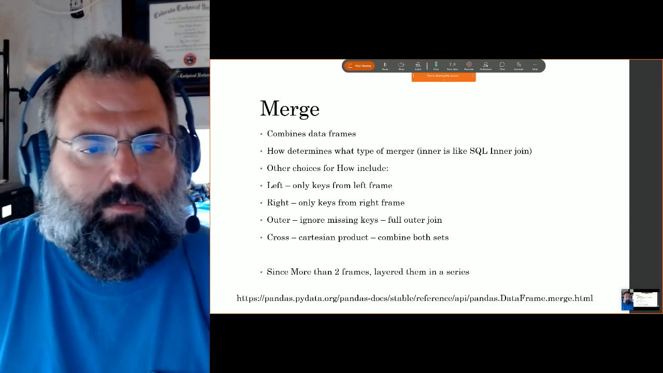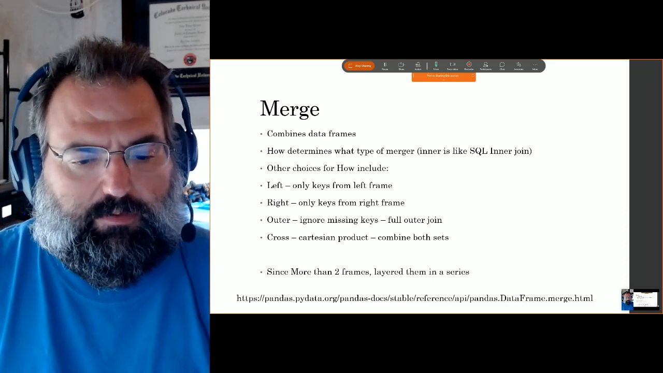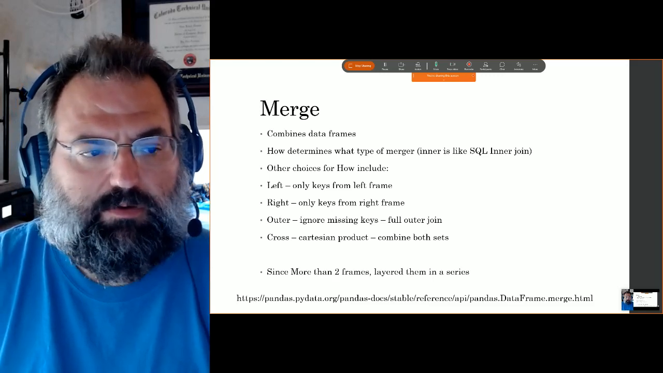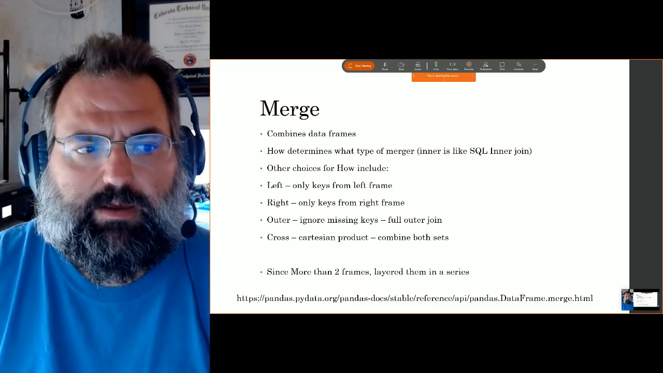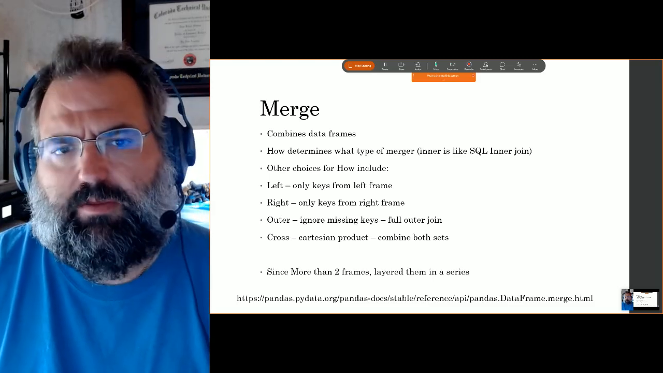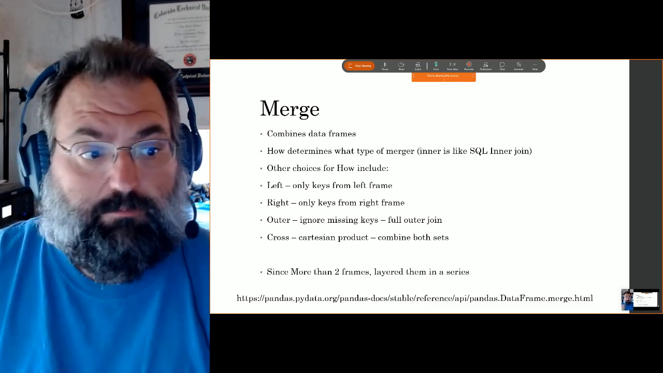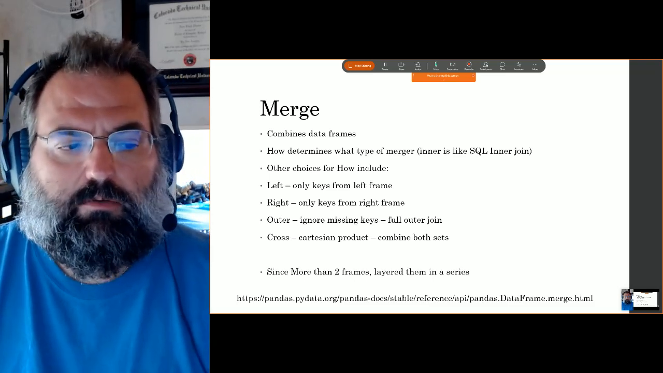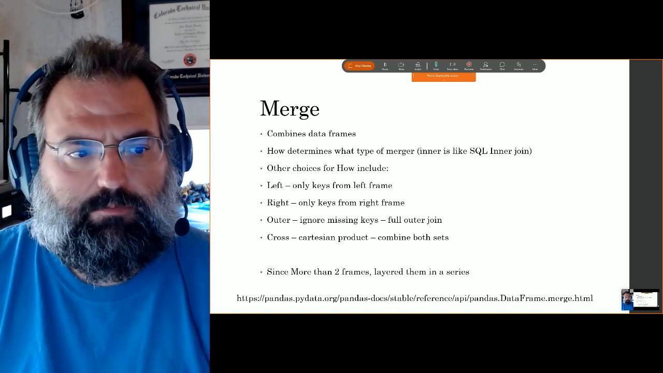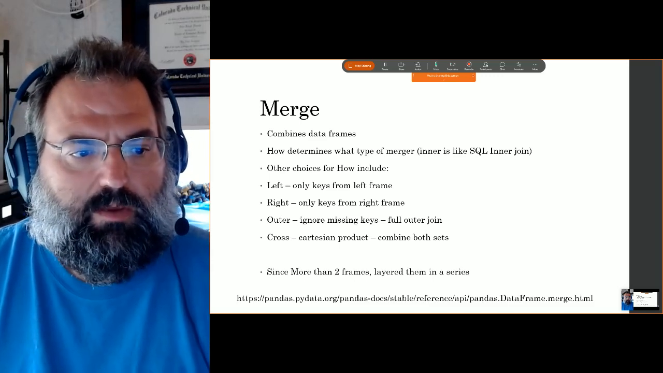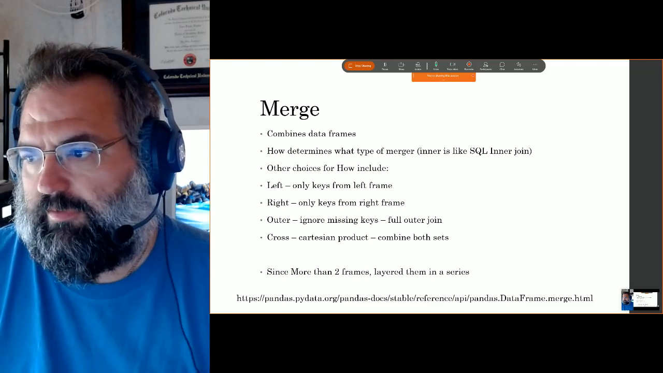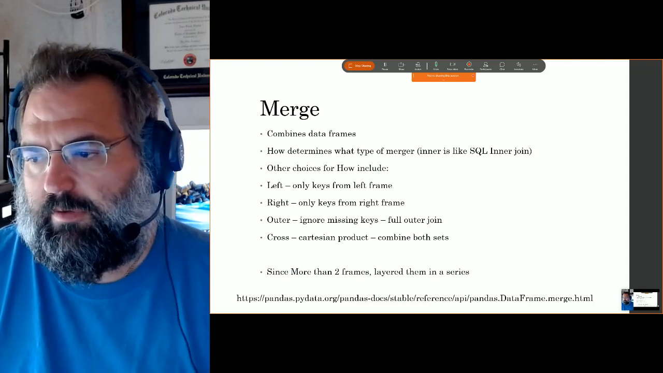Merging is a way of combining together data frames, and if you take a look at dataframe.merge in the pandas documentation, you can see that it takes 2 data frames and merges them together in a way that's very similar to what you would do with a join. And you can control how that happens with the various types of joins that you use. So there are some various choices for how you want to join things together.